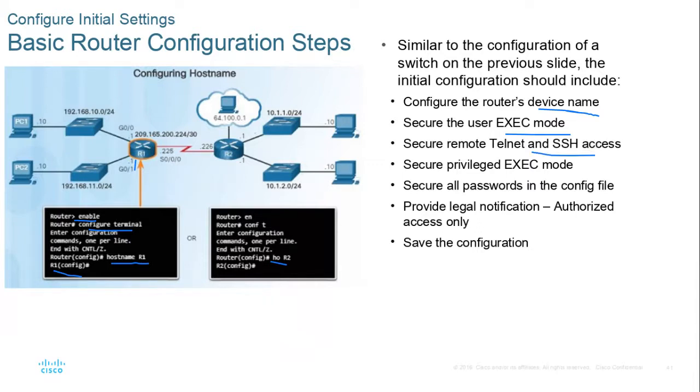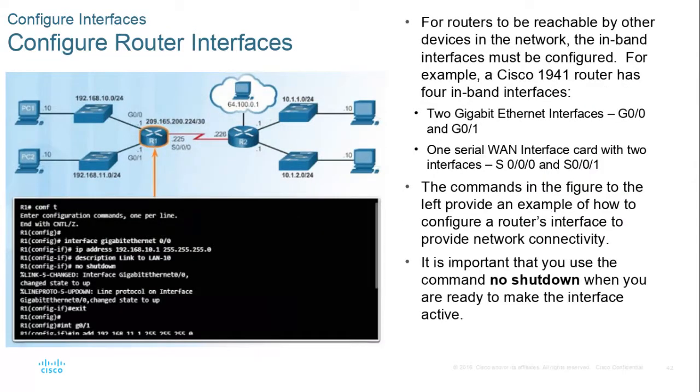We need to secure the privileged exec mode. And we're going to take all passwords in the configuration file with service password encryption and hide them. We need our nastygram, authorized access only, and then we're going to do a copy run start and save the configuration. Very similar to what we've already done with the switch. Syntax is just the same.